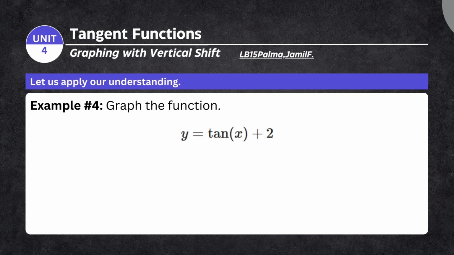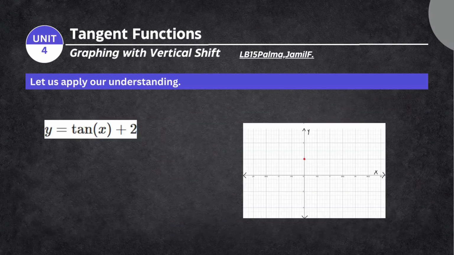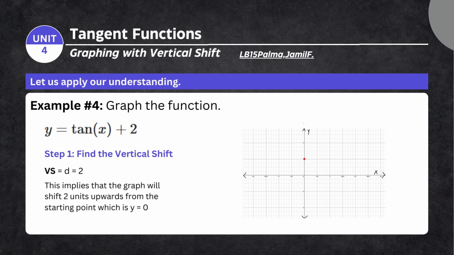Here we have a sample problem. y equals tangent x plus 2. We will be graphing this tangent function. The first step is to find the vertical shift. If we look at the problem, we can say that the vertical shift, or d, is positive 2. This implies that the graph will shift 2 units upwards from the starting point, which is y equals 0.